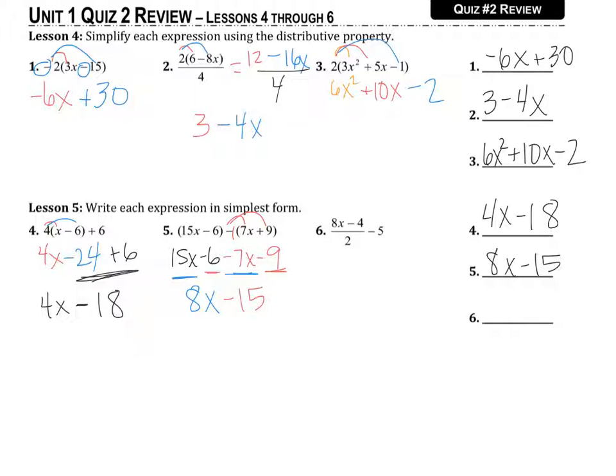On number 6, we first need to divide the first expression. So 8x divided by 2 is 4x, and negative 4 divided by 2 is negative 2, and we still have a negative 5. We need to combine like terms, so we still have our 4x, but now negative 2 and negative 5 makes negative 7. So 4x minus 7. Remember, if there's some of these that are still confusing, to stop, rewind, rewatch, see if that helps you.